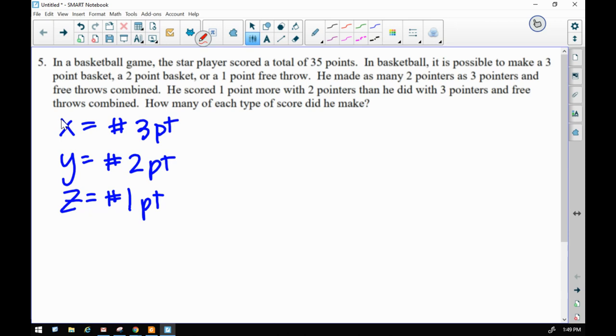Do I need any basketball knowledge to do this problem? Nope. That's why we're setting this one up together.